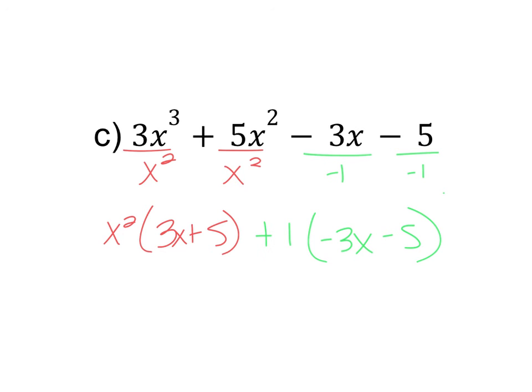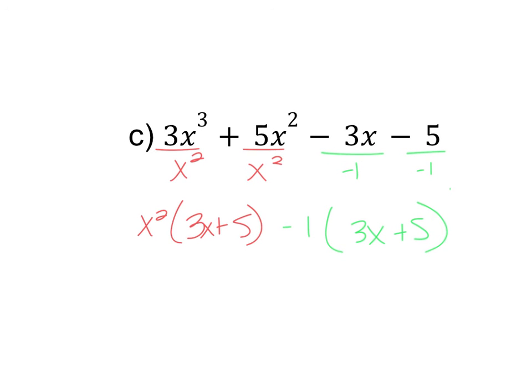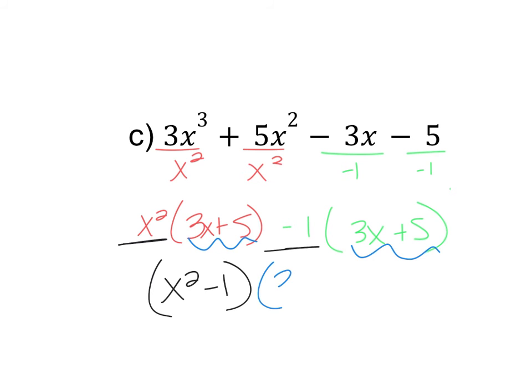So this is going to end up being, this eraser never wants to work, factoring out a negative 1. So negative 3x divided by negative 1 is positive 3x. Good. Negative 5 divided by negative 1 is positive 5. So you take what's out front: I have x squared minus 1 in parentheses, and then take this and you get 3x plus 5 in parentheses.